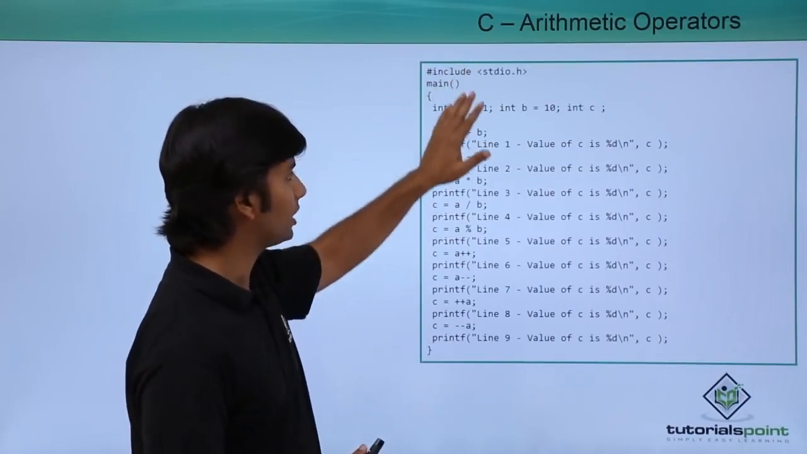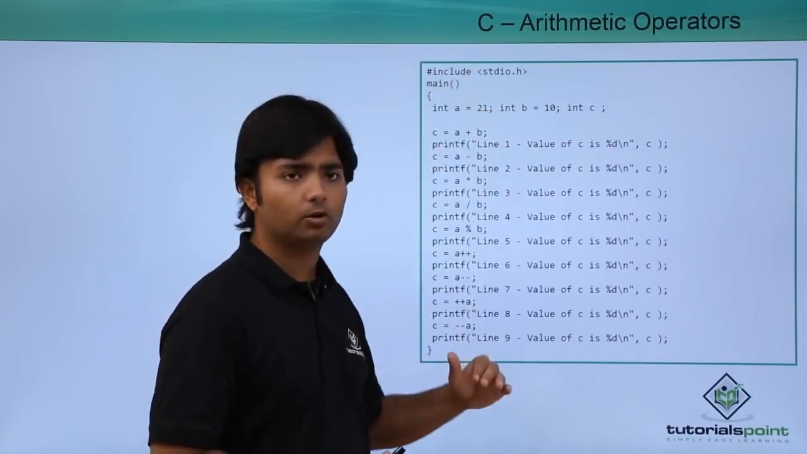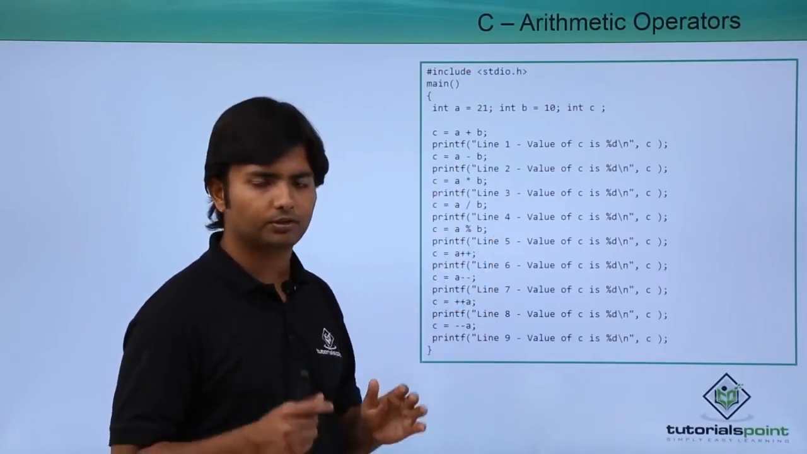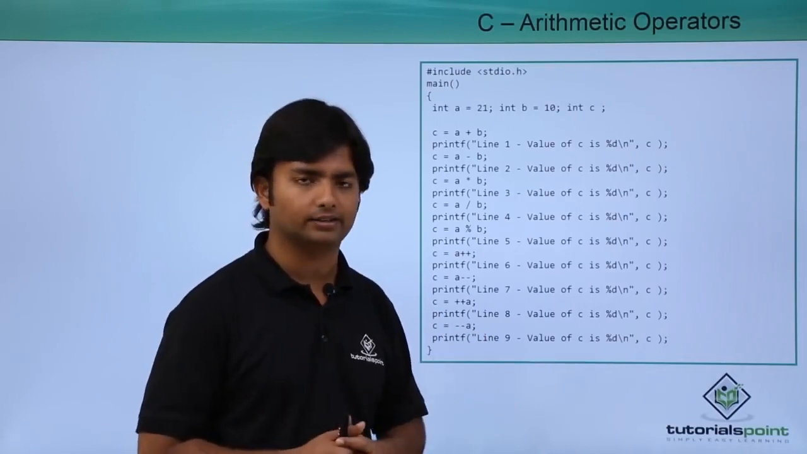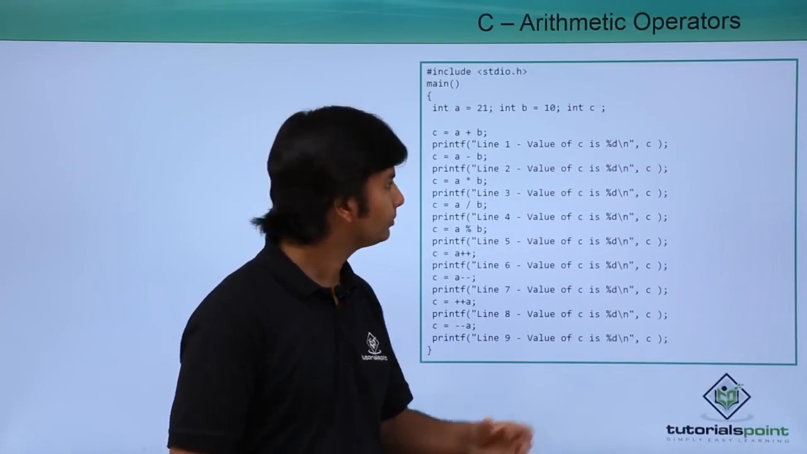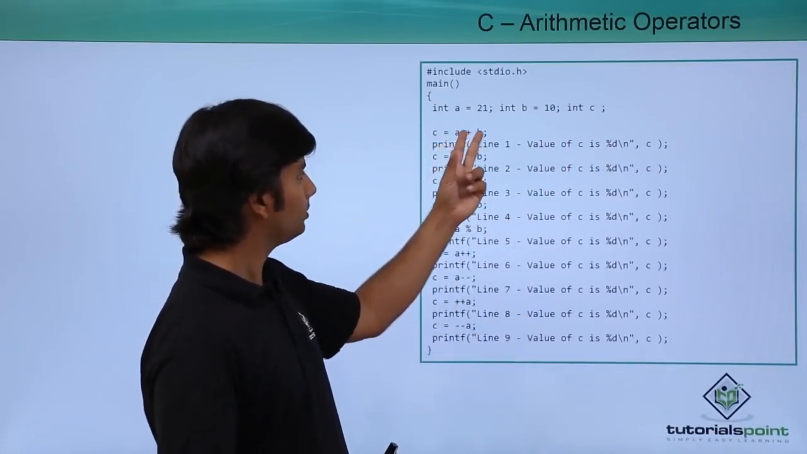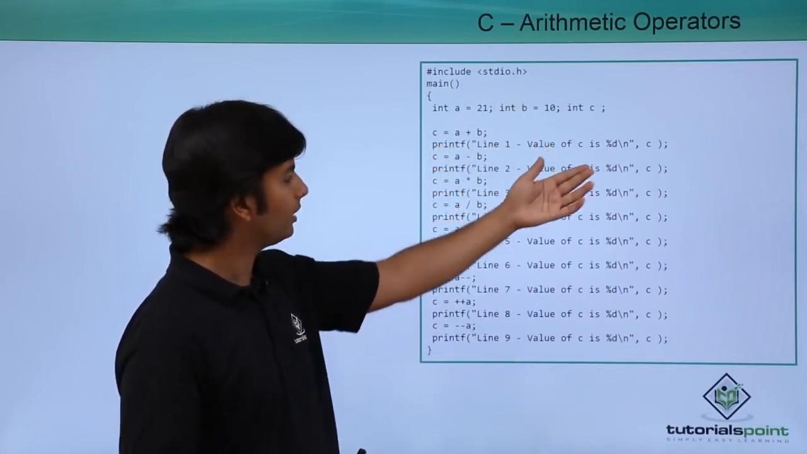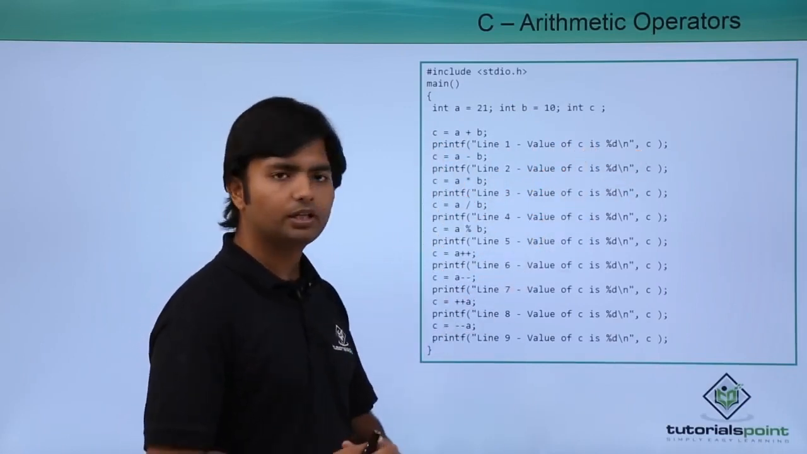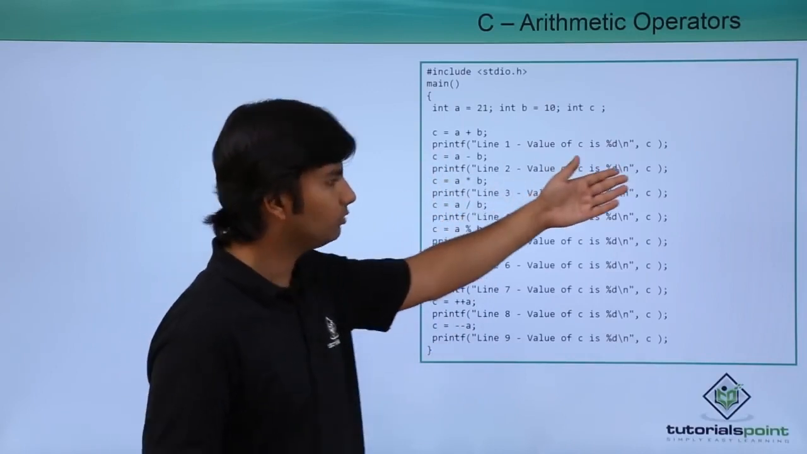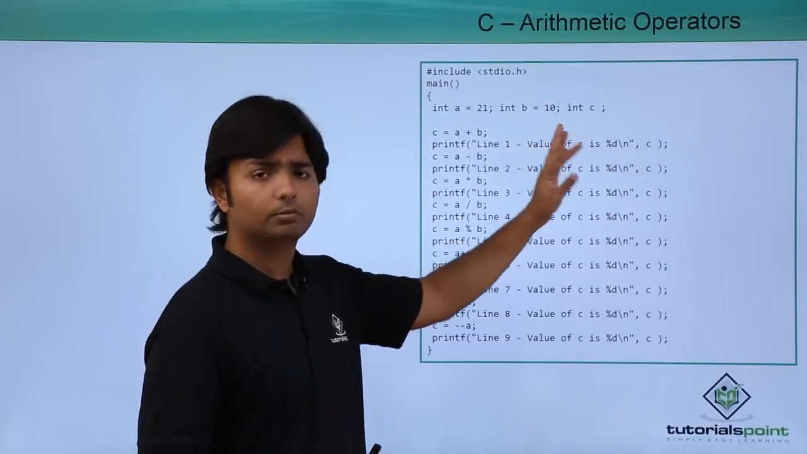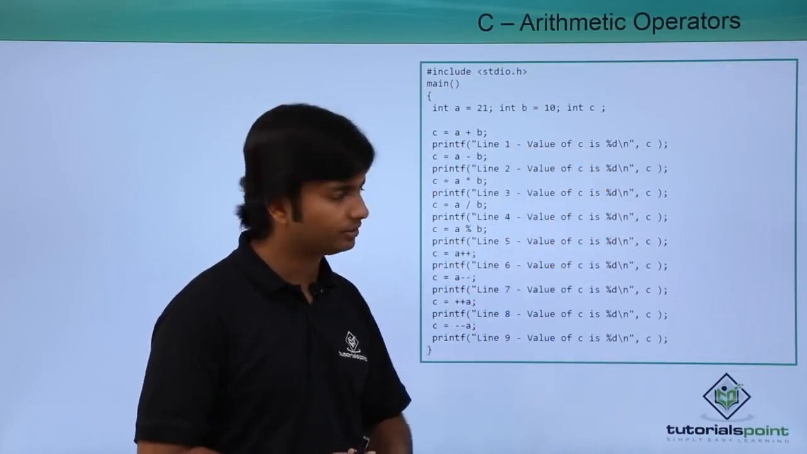First of all, I defined a couple of variables like a and b, because most of the operators we have discussed are binary operators, meaning operators having two operands, and one more variable c for storing the result. First we add two numbers, so 21 and 10 get added and we will see the value. Similarly, a minus b means the subtraction will be done and again we will see the result. Then a multiplied by b means 21 will be multiplied by 10, and then we will see the result.